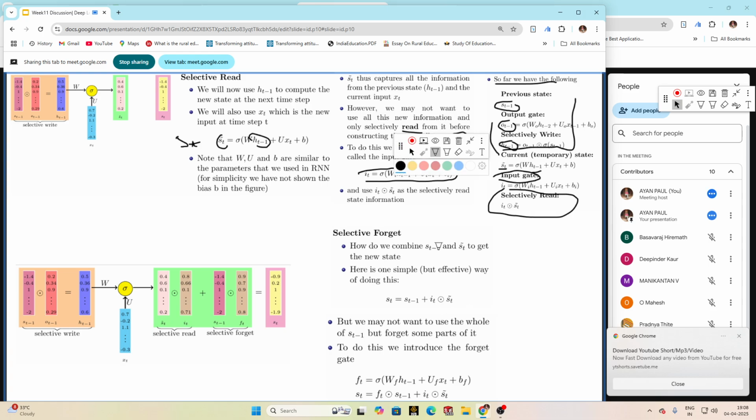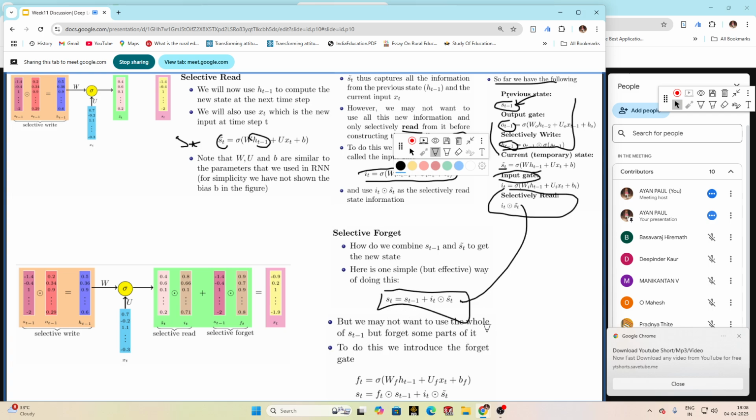So how do we combine the previous state and the temporary state? We have the previous state s_{t-1}, and after the selectively written gate, our temporary state is s_t tilde. Here is a simple but effective way of combining them: s_t equals s_{t-1} plus i_t times s_t tilde, the selectively read information. If we just plug the selectively read information into s_{t-1}, we get the current state s_t.